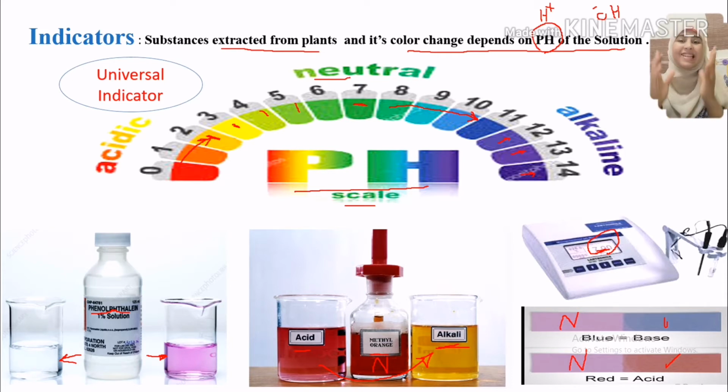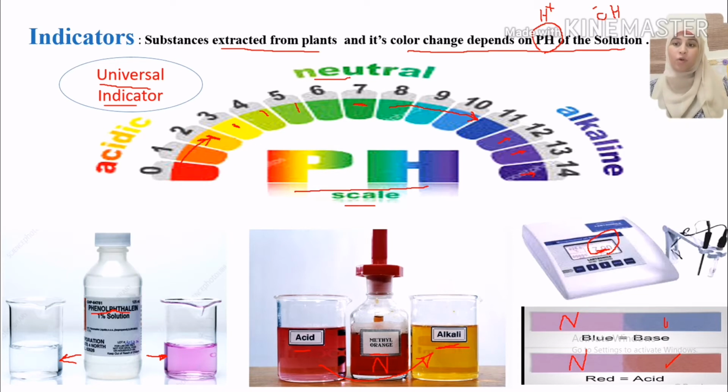Indicators are substances extracted from plants, and their color changes depending on the pH of our solution. The first and very important type of indicator is universal indicator. Its color in strong acid is red, its color in weak acid is yellow, its color in neutral solution is green, and its color in weak base is blue, its color in strong base is violet or purple.